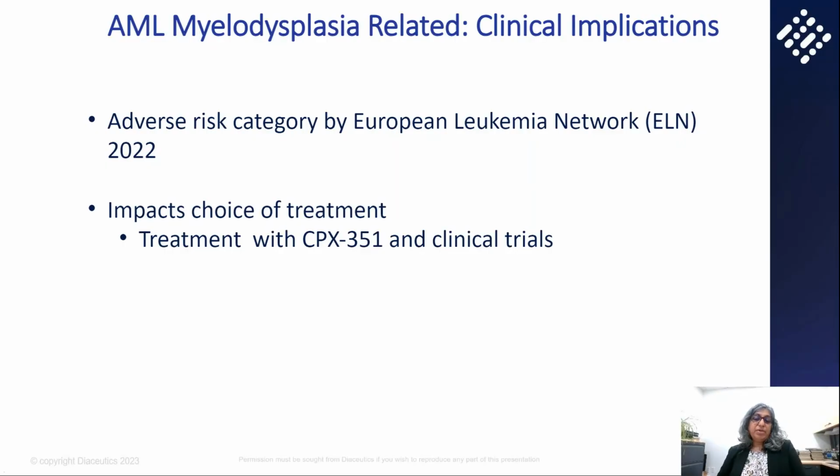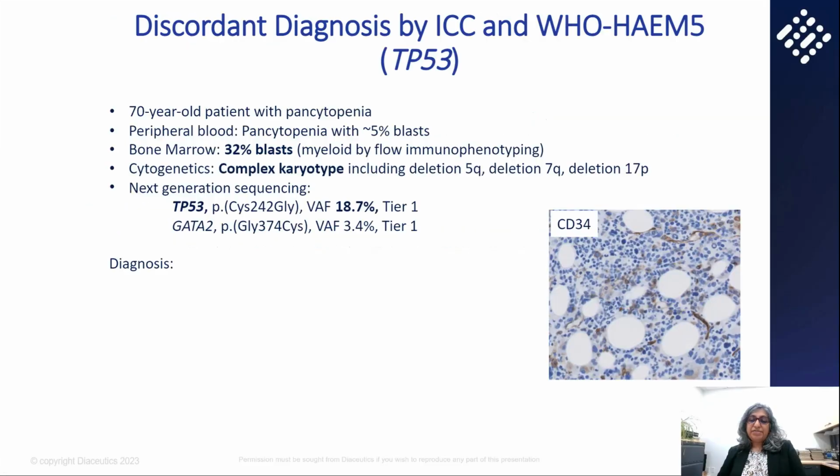Okay, so now, given that there are differences in the two classifications, let's look at an example where we end up having a discordant diagnosis using ICC or WHO. So this is a 70-year-old patient with pancytopenia. Peripheral blood showed pancytopenia with about 5% blasts. The bone marrow showed 32% blasts, which were myeloid by flow immunophenotyping.